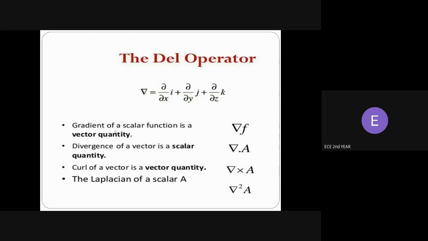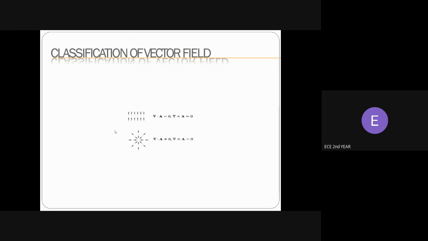And some observations for gradient, divergence and curl are given here. Some particular fields are given for which the divergence and the curl values are specially explained.